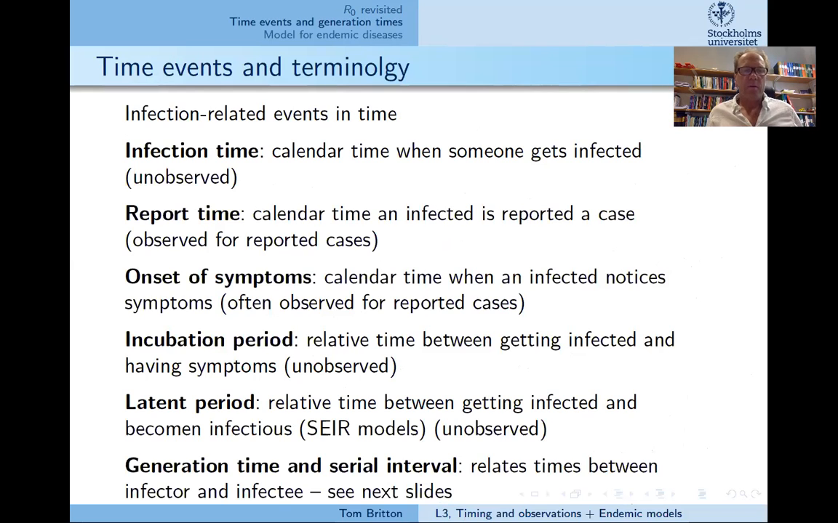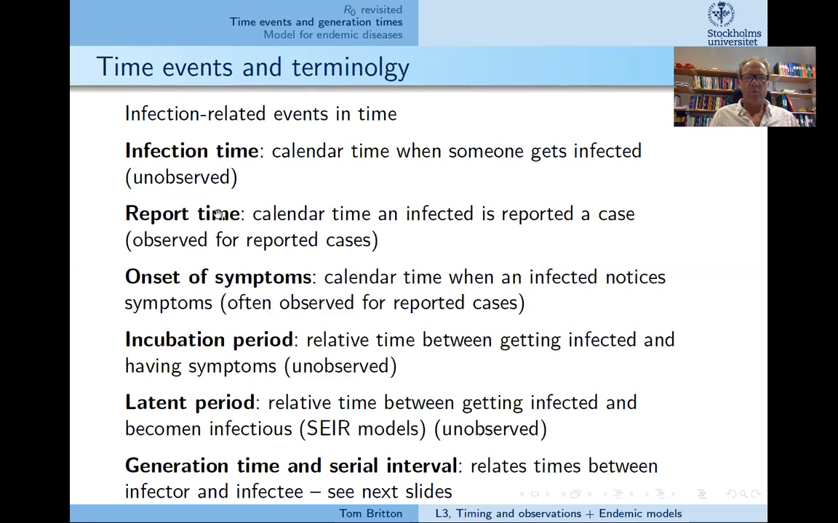So now, a bit of new things. It has to do with timing of events and terminology for this. So there are a lot of different infection-related events occurring in time. One thing is the infection time. That is the calendar time when someone gets infected. So if I get infected today, June 18, my infection time is June 18. Typically, this is unobserved. This is nothing you know.